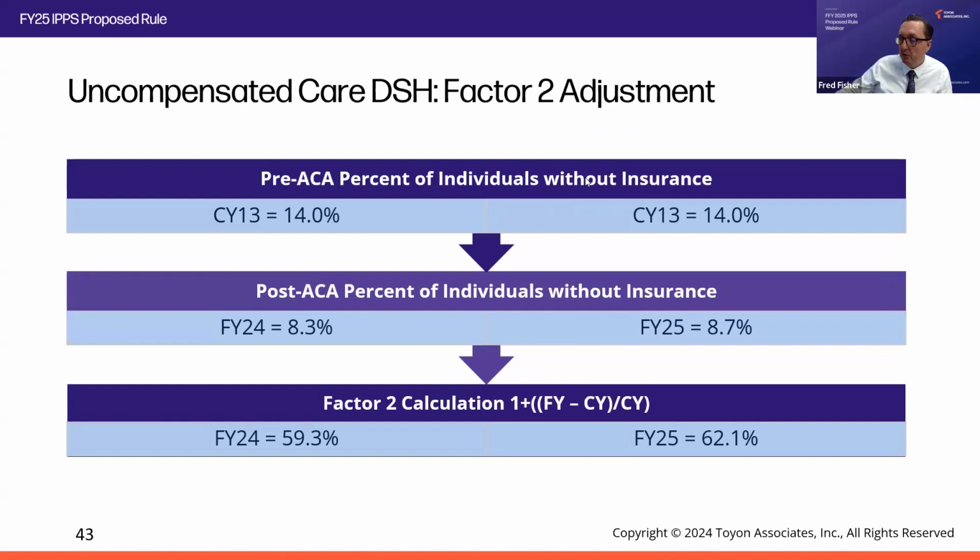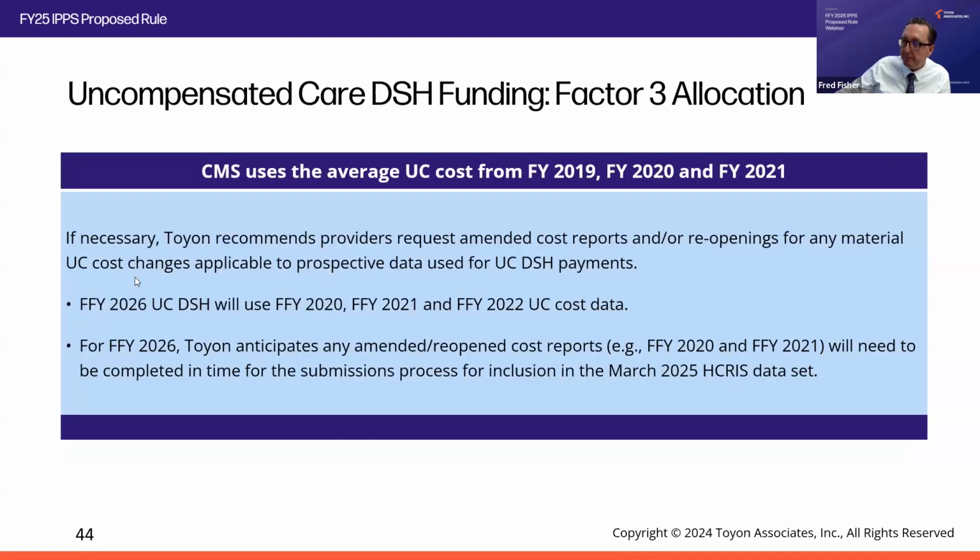If you're ever curious how Factor 2, which is a measurement of the change in the uninsured population since the ACA, works: they say before the ACA, 14% of our nation's population was uninsured. This year, they're projecting for 25 that number to be 8.7%. They do some magical percentage math, and that's how you get to the 62.1. Last year, that number landed at 59.3, and it's really because of these two numbers, the projection of the uninsured change in 2025.